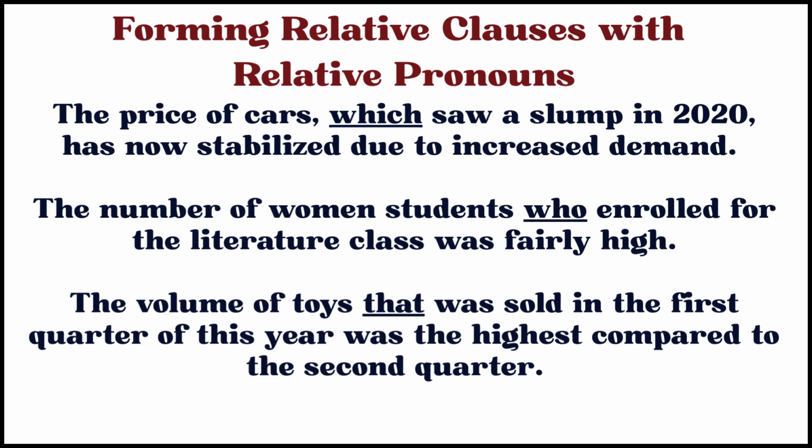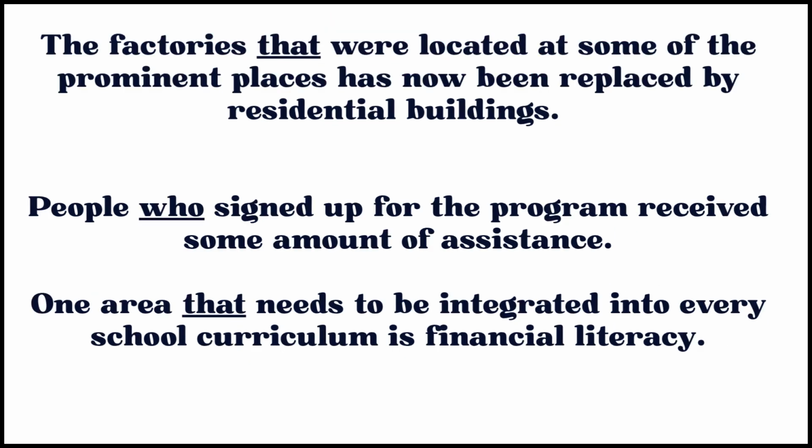Now let's look at the next example. The volume of toys that was sold in the first quarter of this year was the highest compared to the second quarter. Let's look at another example. The factories that were located at some of the prominent places has now been replaced by residential buildings. Here from this sentence, we are led to believe that there were factories located in not so popular areas. Anytime you use the relative clause that, it is considered essential information and not something that you can leave out.